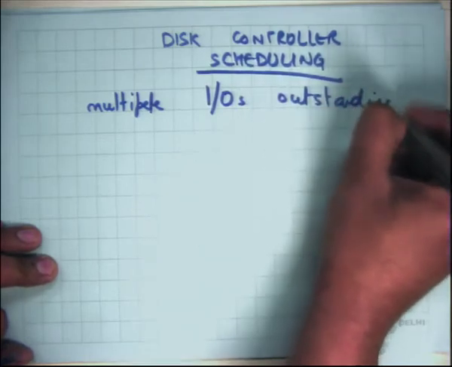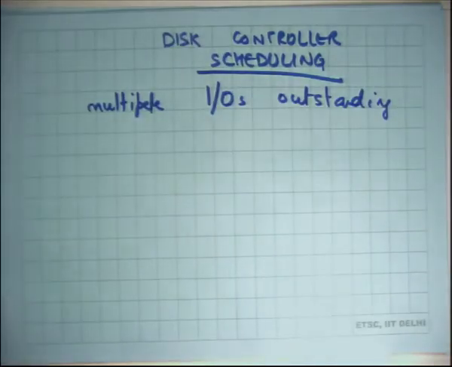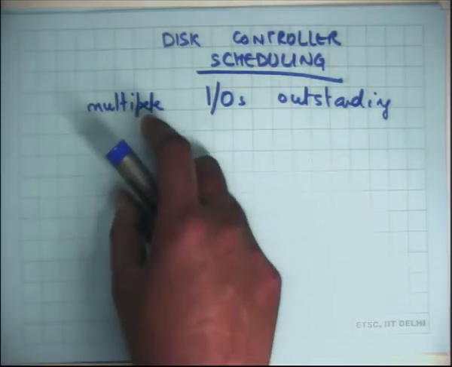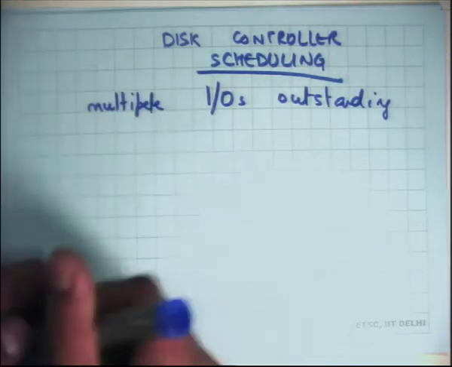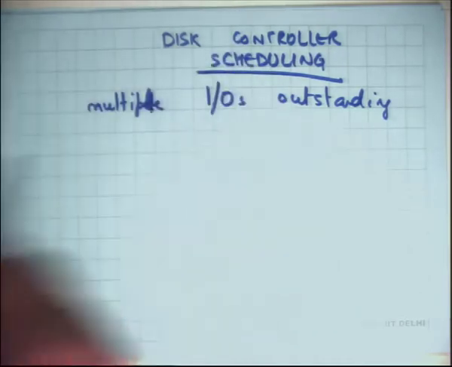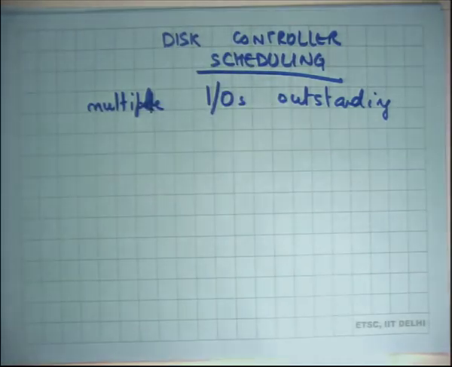It has to decide which IO to serve first, right? By IO I mean a read or a write request. So it has to decide which IO to service first. It seems intuitive that the more flexibility the disk controller has, which means the more outstanding requests there are, the better job it can do at scheduling it, right?